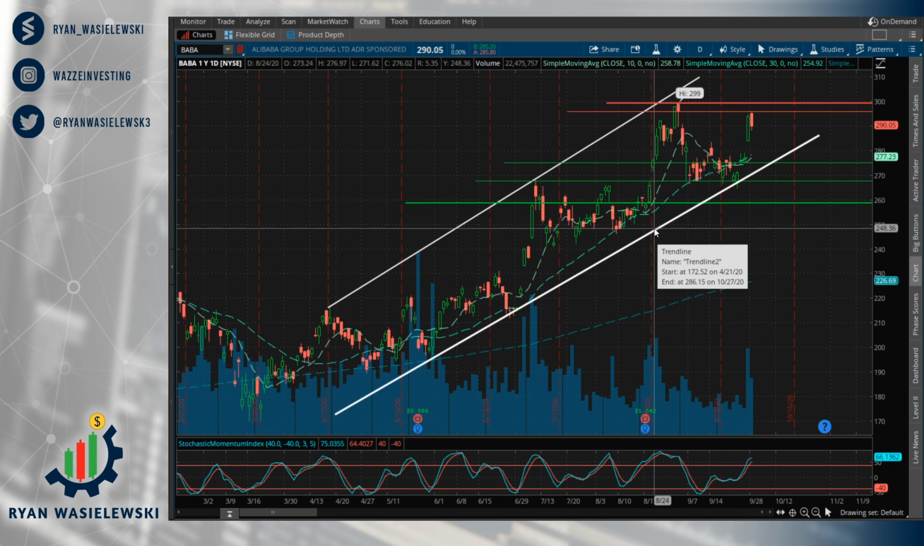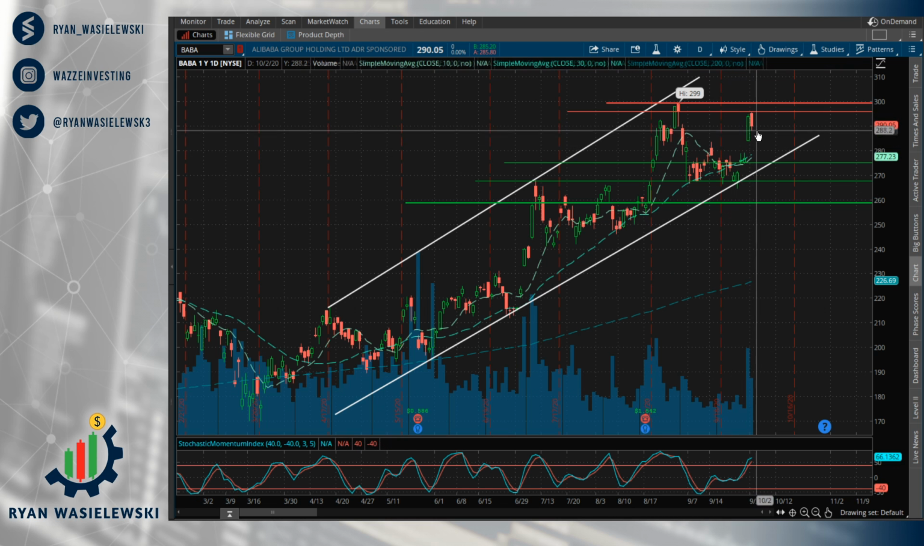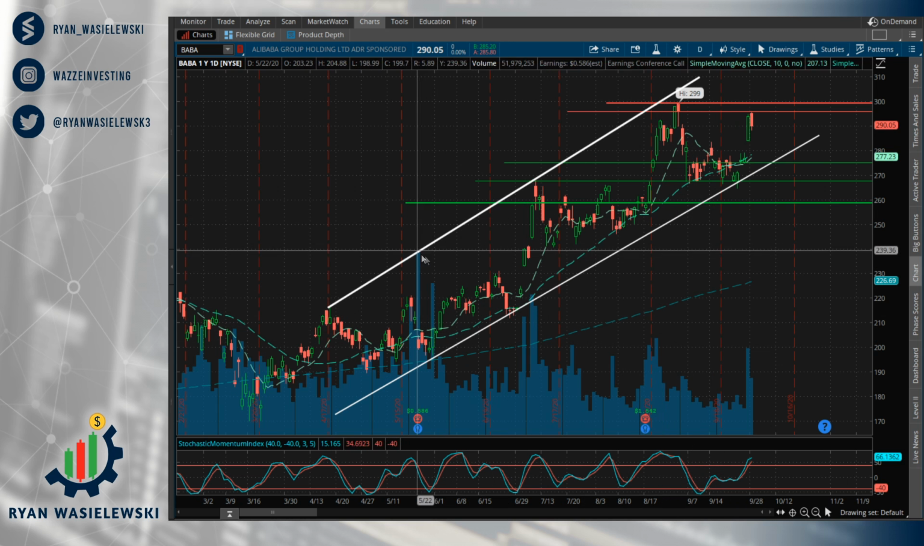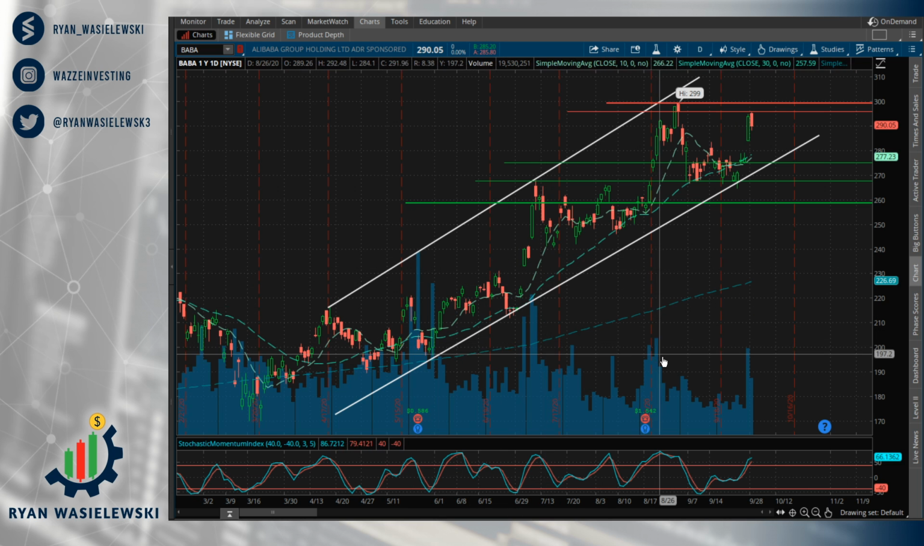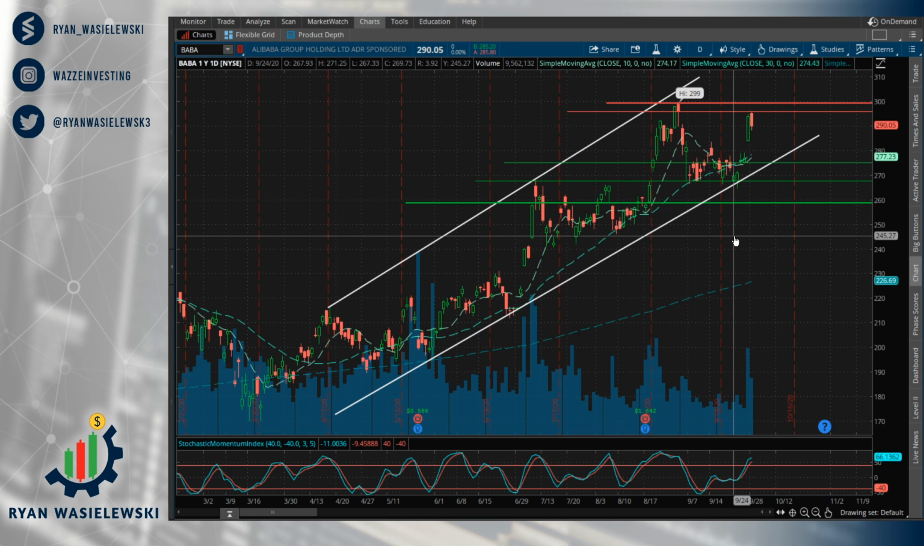The lower bounds of the channel will act as that support going forward. As you can see, if it drops back a little bit, it might interact with this lower bound. In addition to that, you see the volume is kind of tapering off here with the peaks getting lower and lower. So that potentially could lead to a slower increase in stock price.